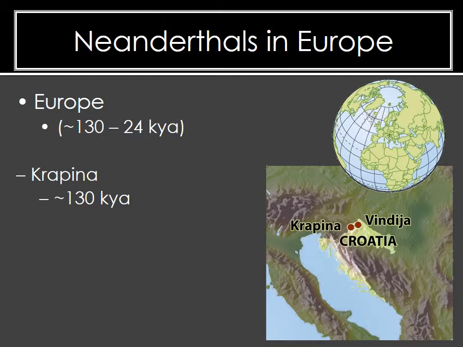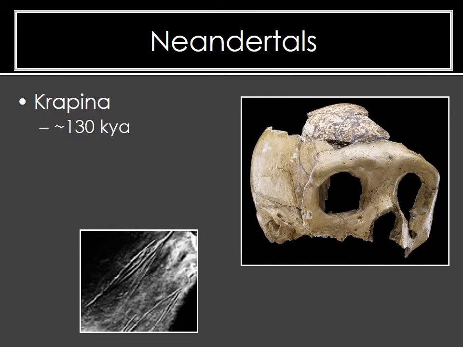Now, as I said, Neanderthal skeletal remains have been found in Europe spanning over a 100,000-year period. The oldest site is a place called Krapina in Croatia and dated to 130,000 years ago. The remains there are very fragmented but include some teeth, which are always valuable. In addition, the evidence at Krapina showed cut marks at several places, which invites the hypothesis of cannibalism.